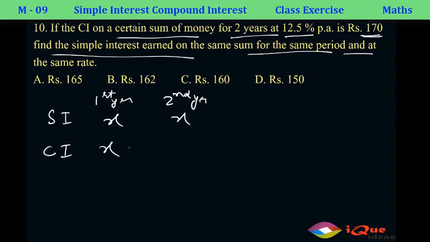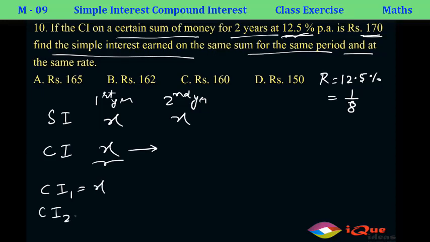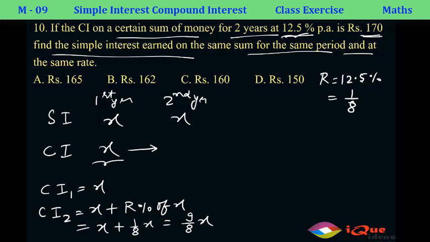And we also know that the compound interests increase at the same rate. Now here the rate is given as 12.5%. Alright, now 12.5% as a fraction is 1 by 8. So if I have the first year compound interest as X, then the second year compound interest has to be X plus R% of X. Now here R percent is 12.5%, which is 1 by 8 x. So this becomes x plus 1 by 8 x, which is 9 by 8 x. So the second year compound interest is 9 by 8 x.